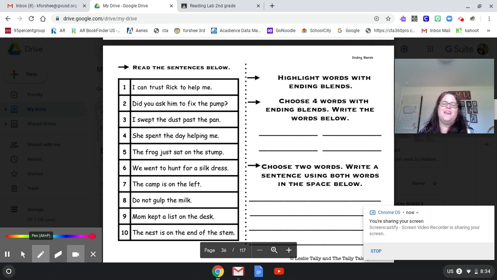Good morning. So this week we have been working on ending blends, and today we're going to do this worksheet. If you have not done it yet, go ahead and grab your packet and you can do it with me. If you have done it, let's check your work and see how you did, okay?